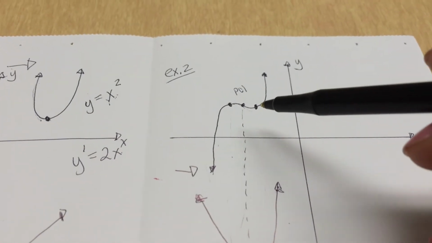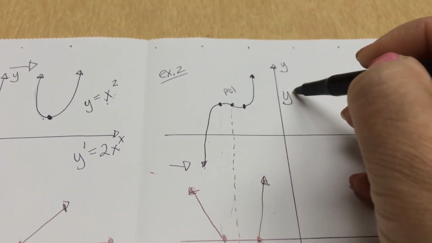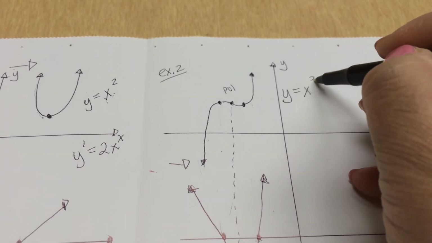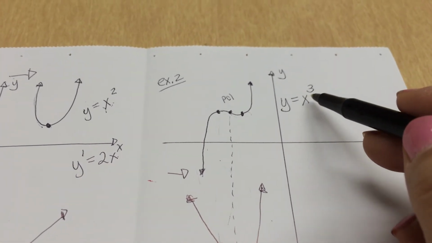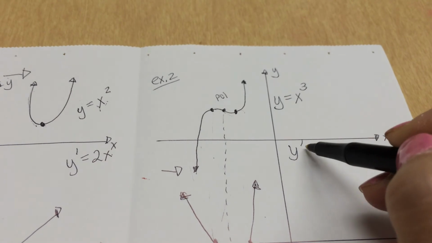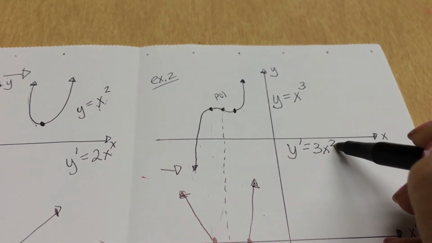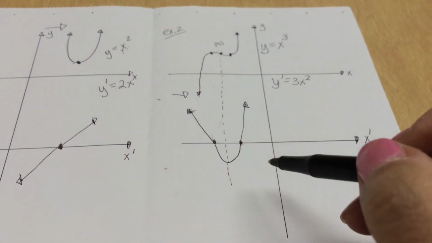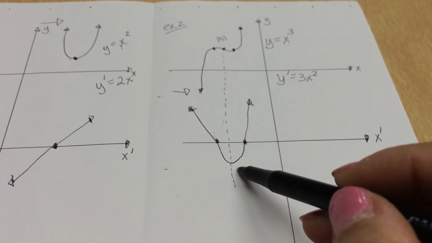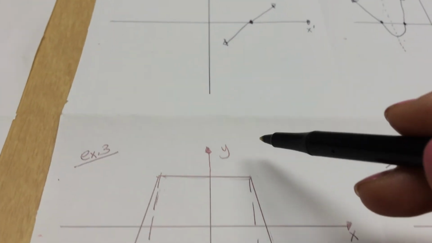Then same thing with this one. This one right here is a function of y equals x to the third, right? Because it's a cube. So if I asked you to find the derivative of this, the derivative becomes 3x squared. So then that's going to be a parabola picture. There's a parabola right there. Okay? Now again, same thing with this one.